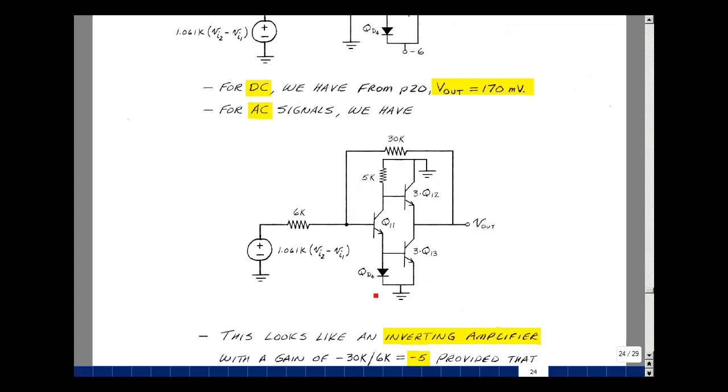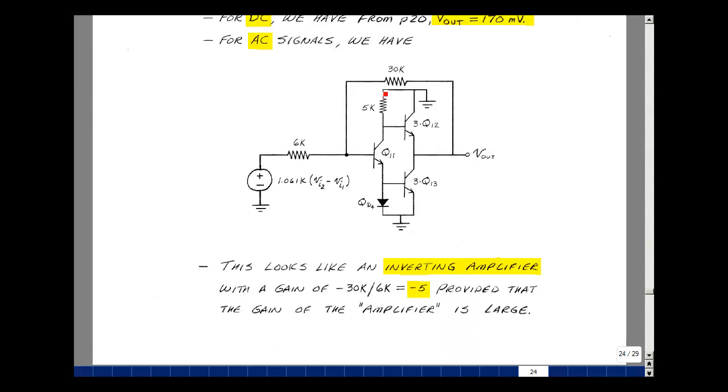But if this gives me enough gain, then what I've got is an inverting amplifier, and I would expect the voltage here to be minus 30K over 6K times this AC voltage. Because this is not a super high gain amplifier, as we'll see in a little bit, it won't exactly be minus 5, but something in magnitude a little bit smaller, so let's solve for that.